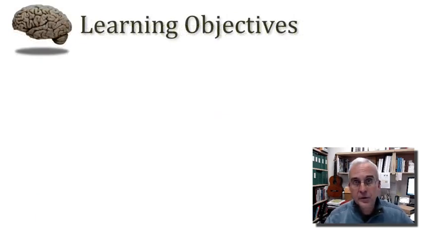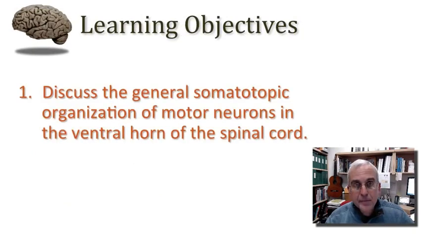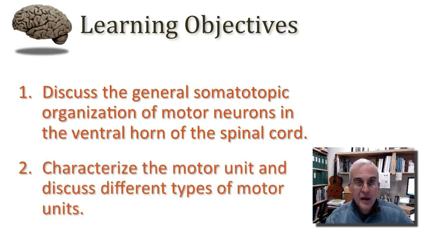So I've got some learning objectives that pertain to this first part of the tutorial. I'd like for you to be able to discuss the general somatotopic organization of the motor neurons that are found in the ventral horn of the spinal cord. And I'd like for you to be able to characterize the motor unit and discuss different types of motor units.